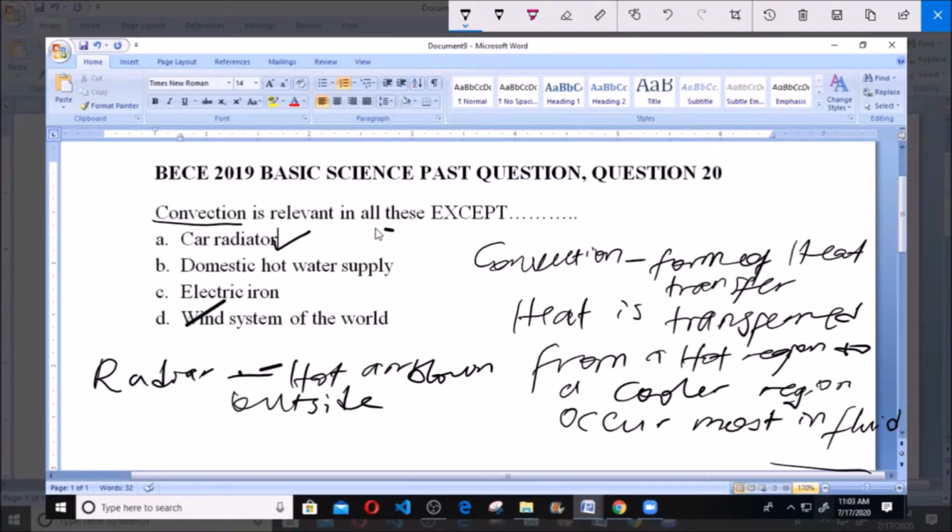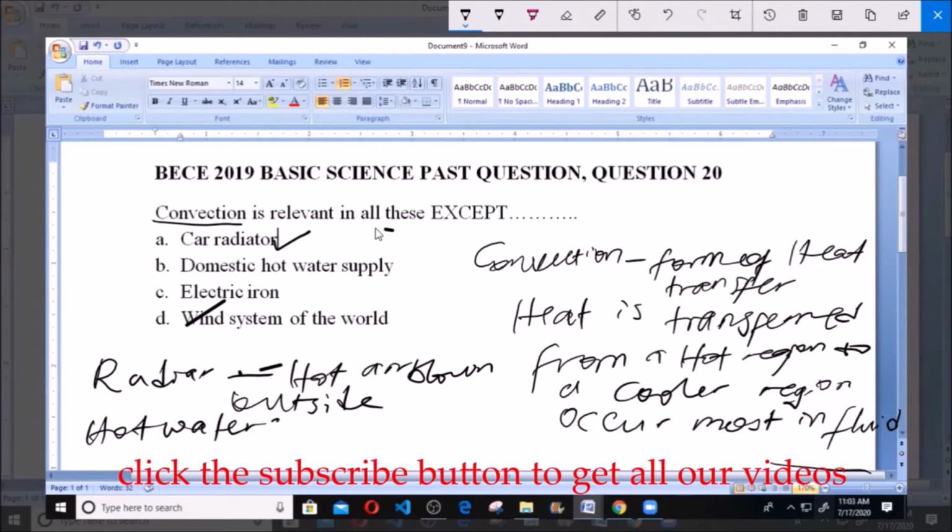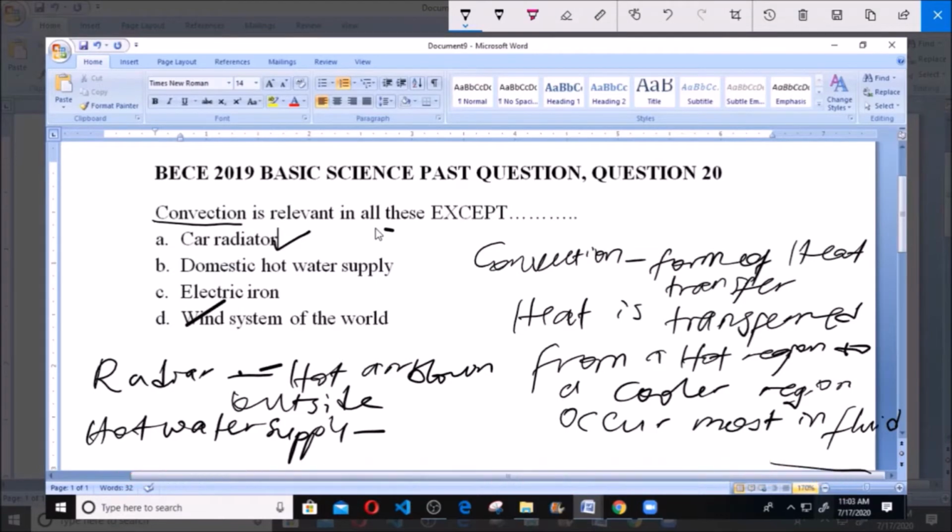Now domestic hot water supply. When you are boiling water, you apply heat from the bottom. As the heat goes from the bottom, it begins to spread to the top through the water, through the fluid. So it's also a form of convection.